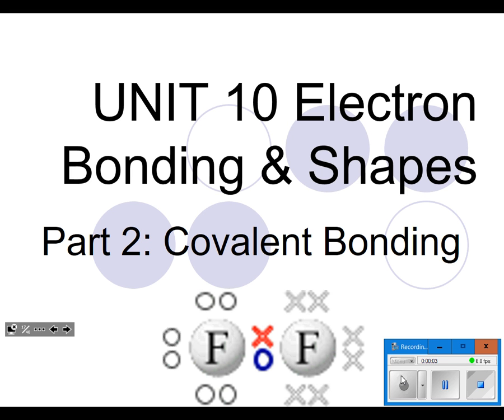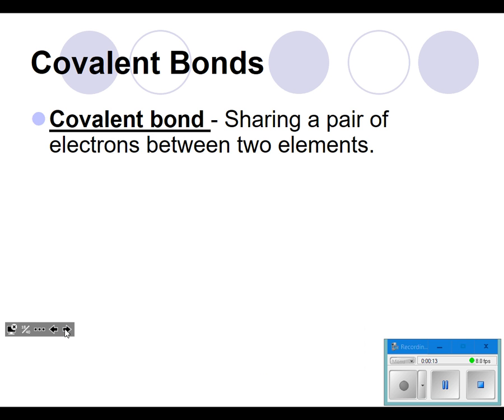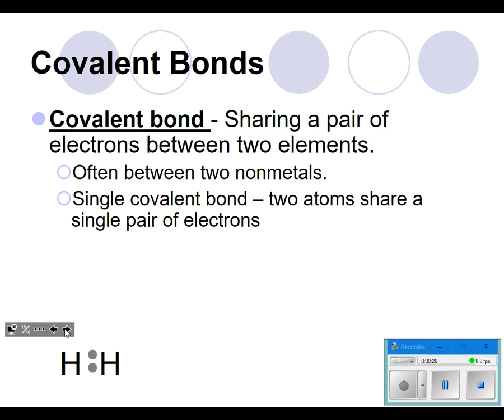All right, this is Chemistry, Unit 10, Electron Bonding and Shapes, Part 2. This will be about our covalent bonding. Okay, Part 1 was about our ionic bonding. So remember, covalent bonds are ones where there's a shared pair of electrons, and they're typically between two elements, and those elements are typically two nonmetals. So it's often between two nonmetals.